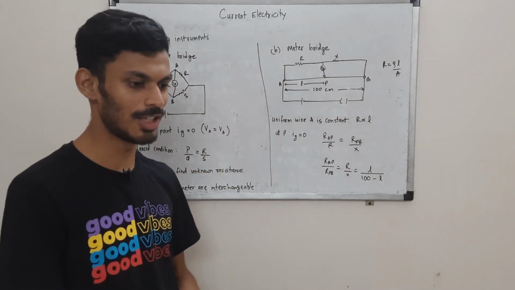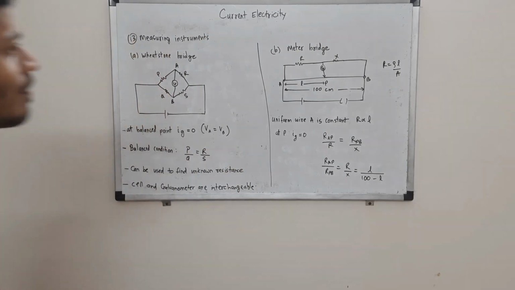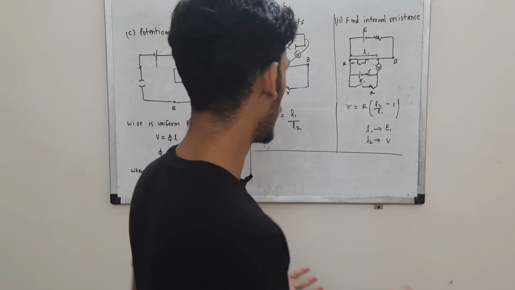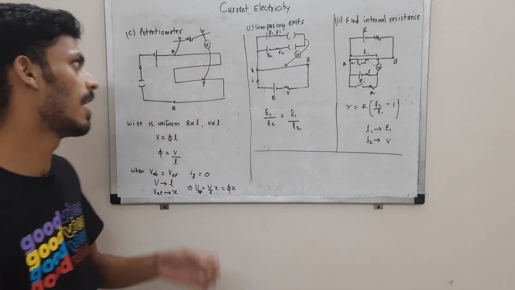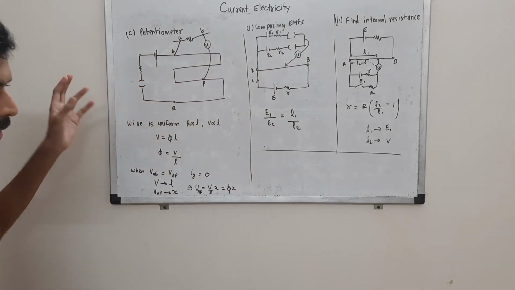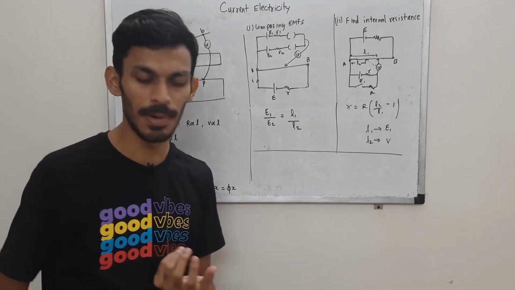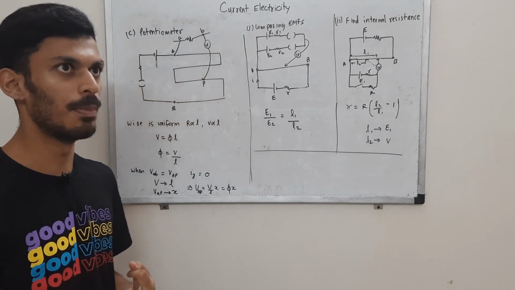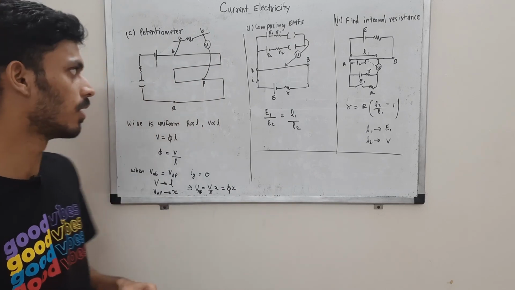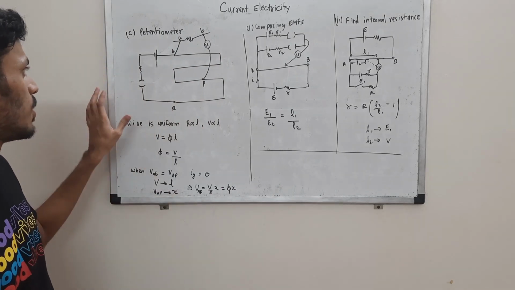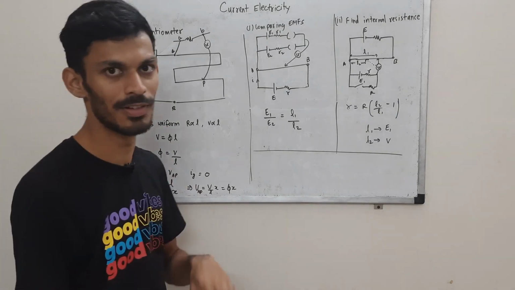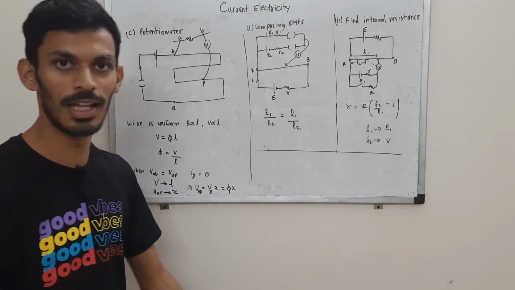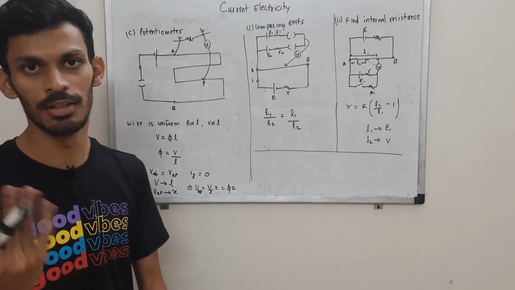Over to the last one, which is the potentiometer. Coming to the final part of this chapter, the potentiometer, the last measuring device that we will be discussing today. It can be used to measure and compare EMFs, and also measure the internal resistance of a cell. Basically, I'll go briefly over it. We'll study these relations when we come to the derivation part in the next class.